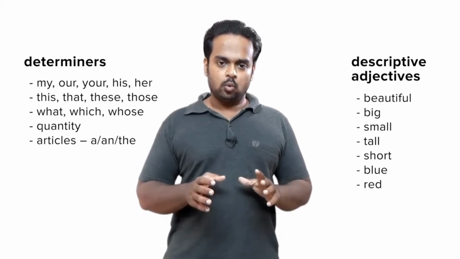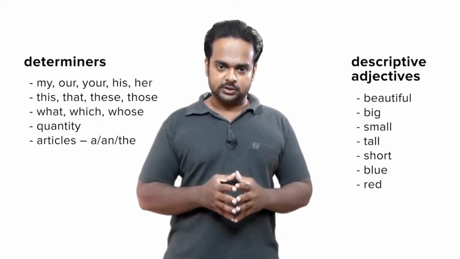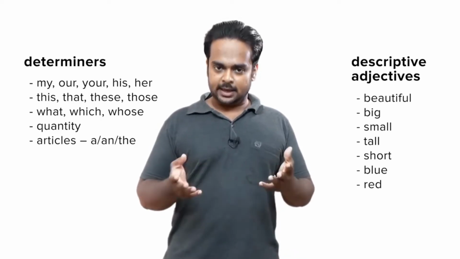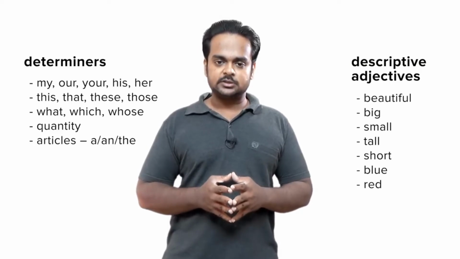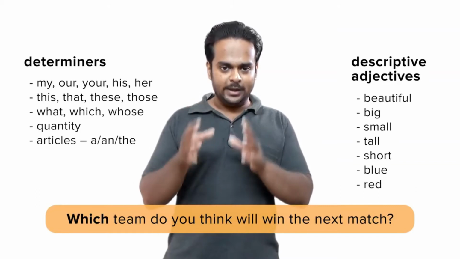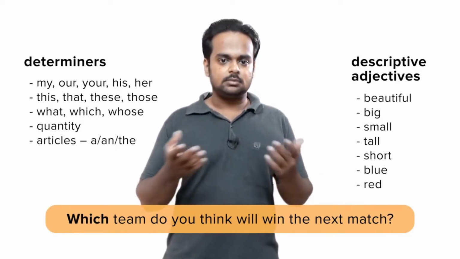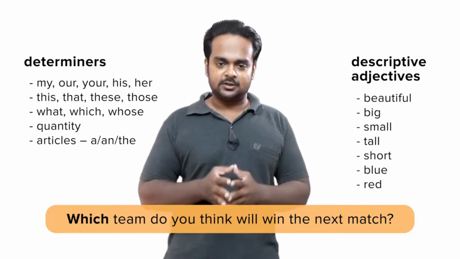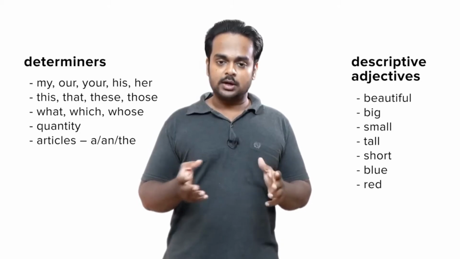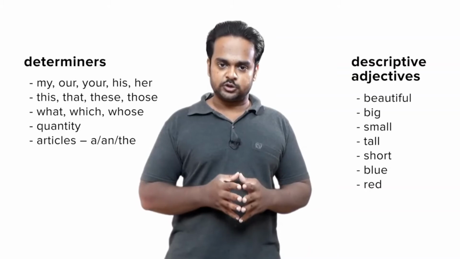In the same way, the words this, that, these, and those also act as adjectives. Also, the question words what, which, and whose can be determiners. If I ask, which team do you think will win the next match? The word which asks for information about team. Team is a noun, so which is an adjective. Quantity words like numbers and quantity expressions such as a few, some, and many are determiners as well.